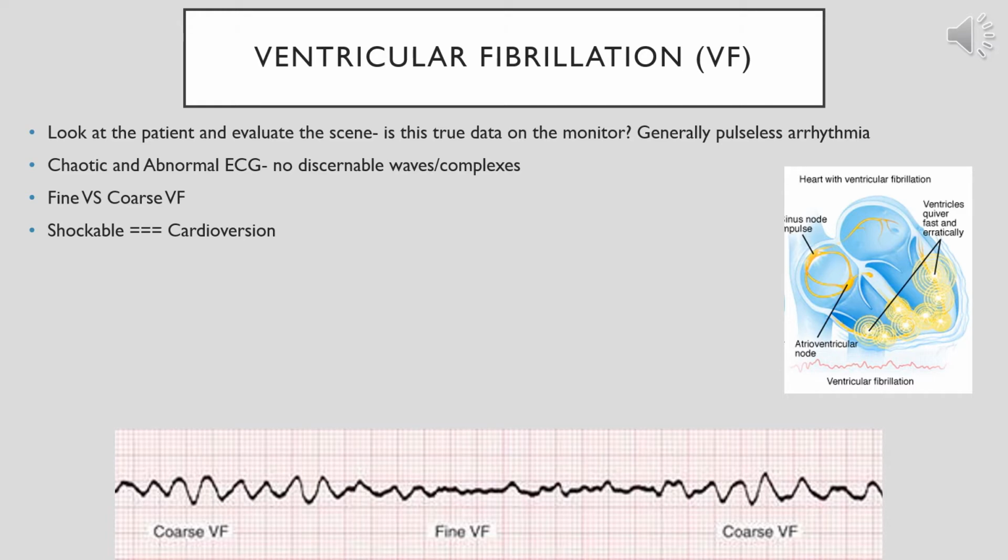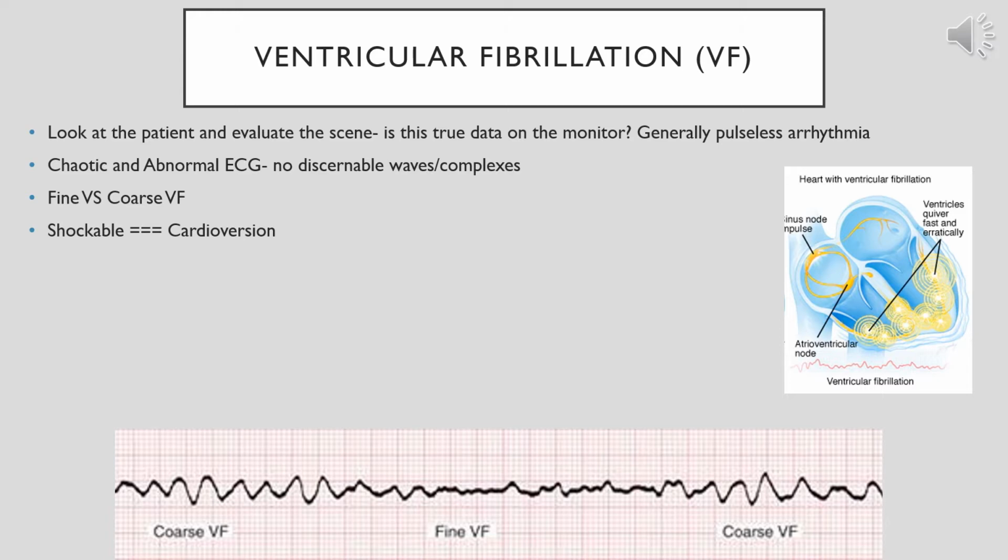As you're looking at the EKG, you note that it's chaotic. There's no discernible waves or complexes. You can't identify P, QRS, or T complexes. It's all just messed up. Now, sometimes you'll have a differentiation of coarse versus fine. This is shown well on this strip, where you can see the coarse VFib going up and down, and then the fine VFib. Sometimes the fine VFib can be misinterpreted as atrial fibrillation. So those can be difficult to discern at times.